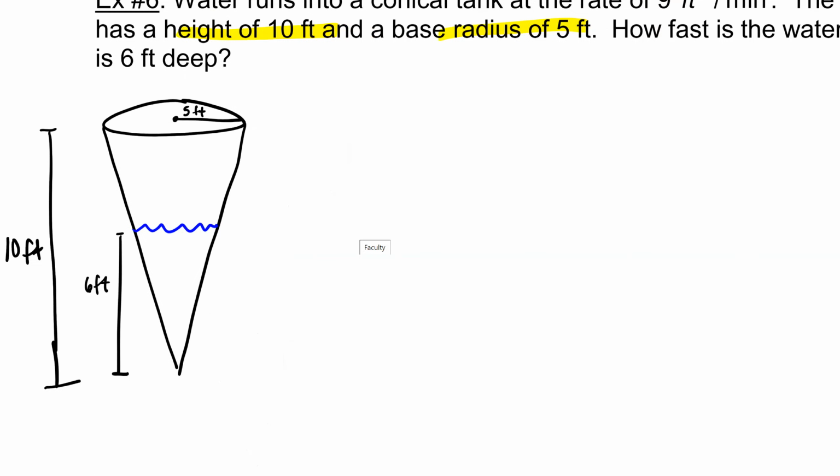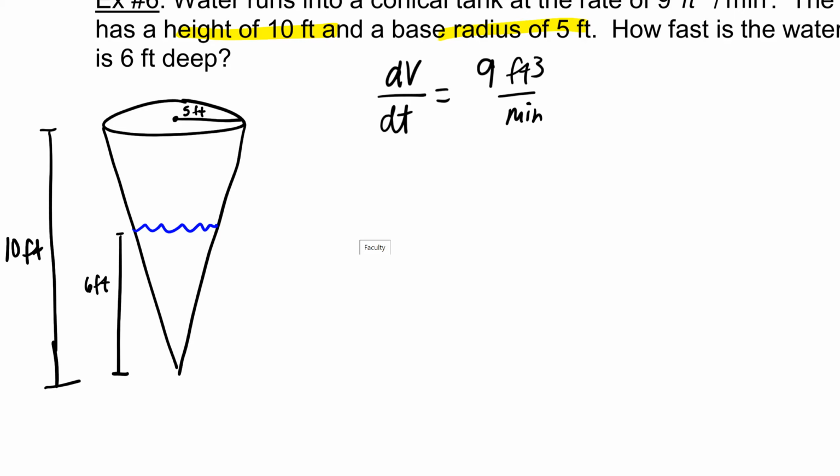Okay, here we go. So things we know, right? Let's make it clear. Things we know. Water is flowing in at a rate of 9 feet cubed per minute. So that's going to be dV/dt, aka how is our volume changing per time? Literally 9 feet cubed per minute. We're just pouring the same amount of water in per minute.